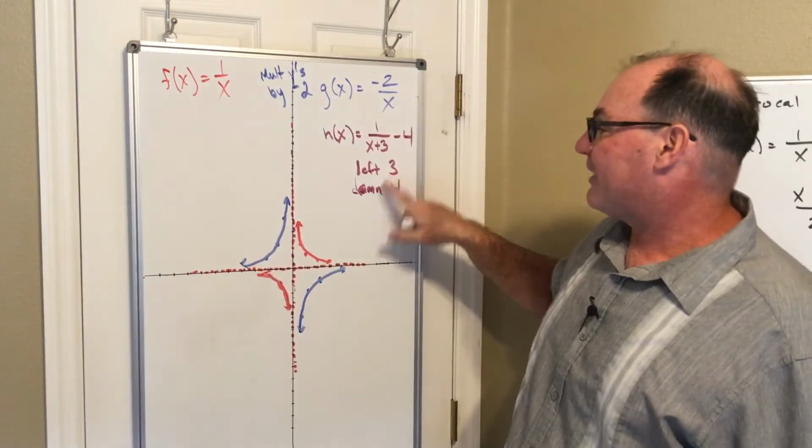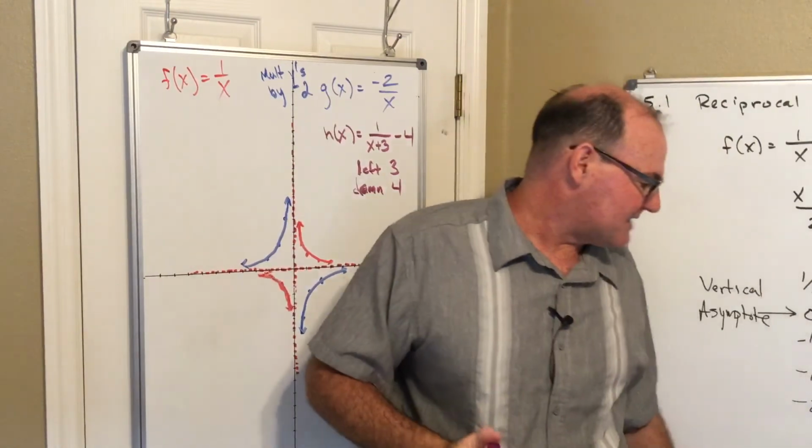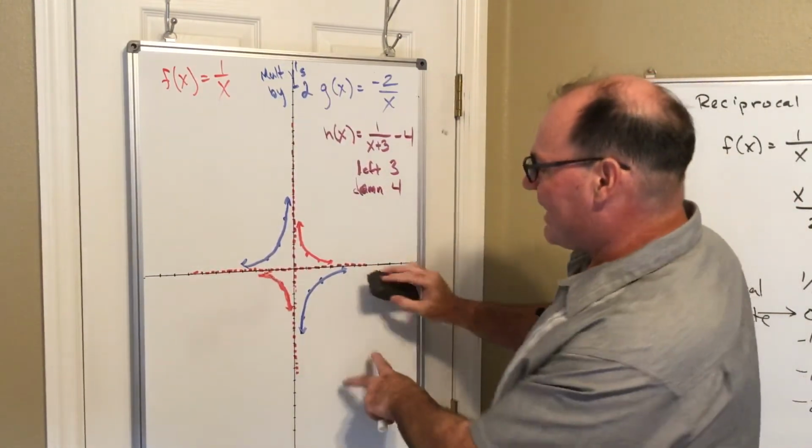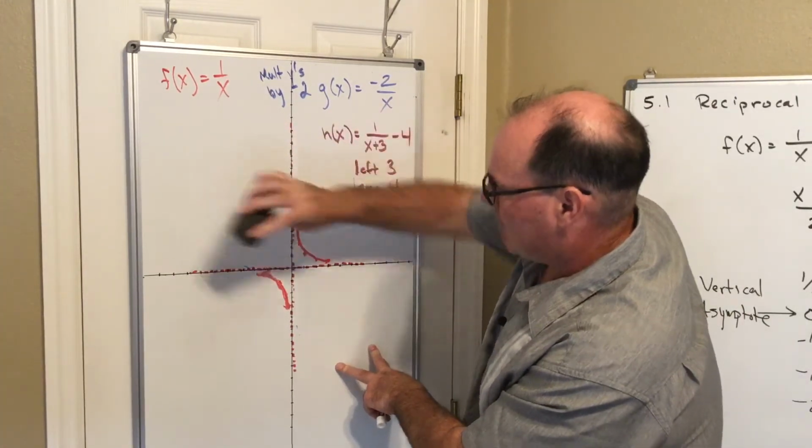So we're going to go left 3. That does say down 4 to our basic graph. So just to make this as clear as possible, I'm going to erase the blue graph. Don't want to mess this up too much.